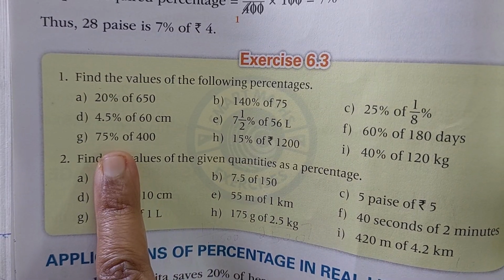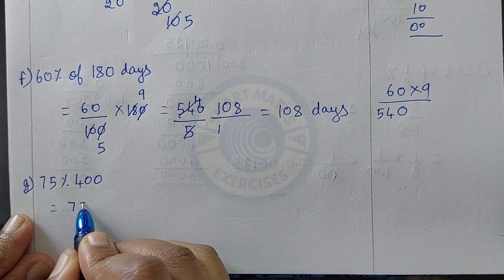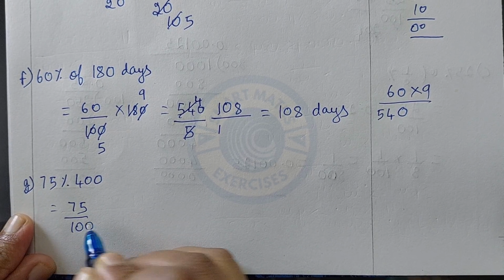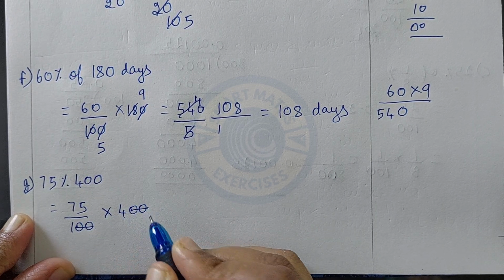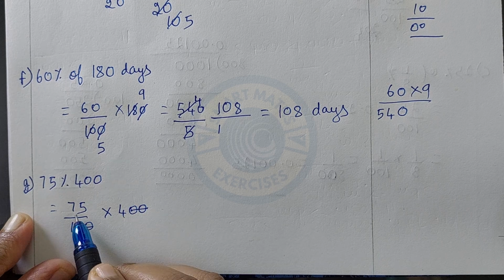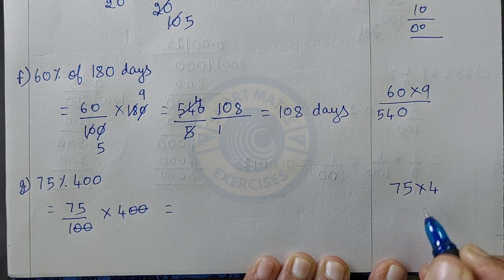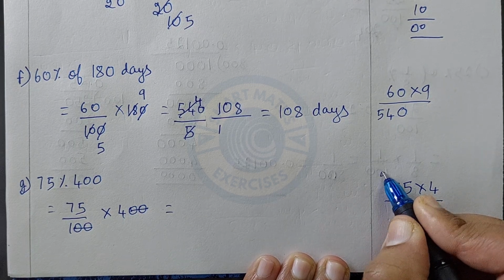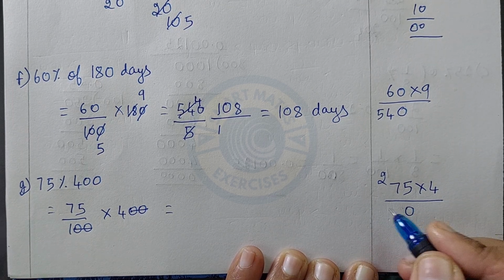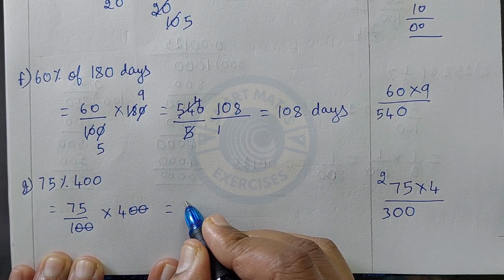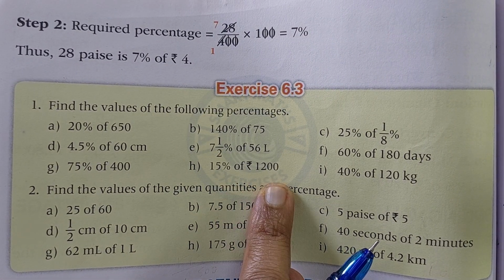Next question, 75% of 400. First let's convert this percentage to fraction. 75 by 100 into the quantity 400. 2 zeros cancel. So we are left with 4. Multiply 75 into 4. 75 into 4. 4 5s are 20. 4 7s are 28. Plus 2, 30. So answer is 300. Next question, 15% of rupees 1200.